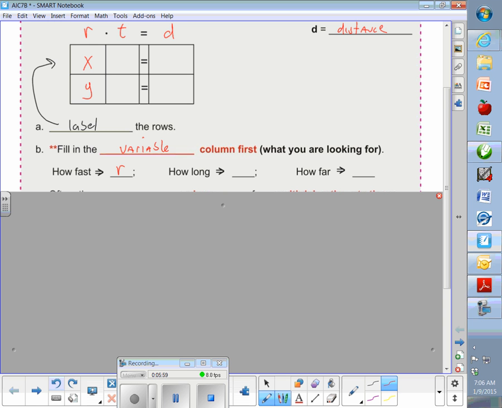Again, don't put that in your notes, right? The variables would go in the variable column with the rate column. What if they asked you how long? That would be the time, and the variable column would be the time column, and you would put x and y in the time column. And if they asked you how far, that's a distance, and the variable column would be the distance column, and you'd put x and y in for the distance in the distance column.